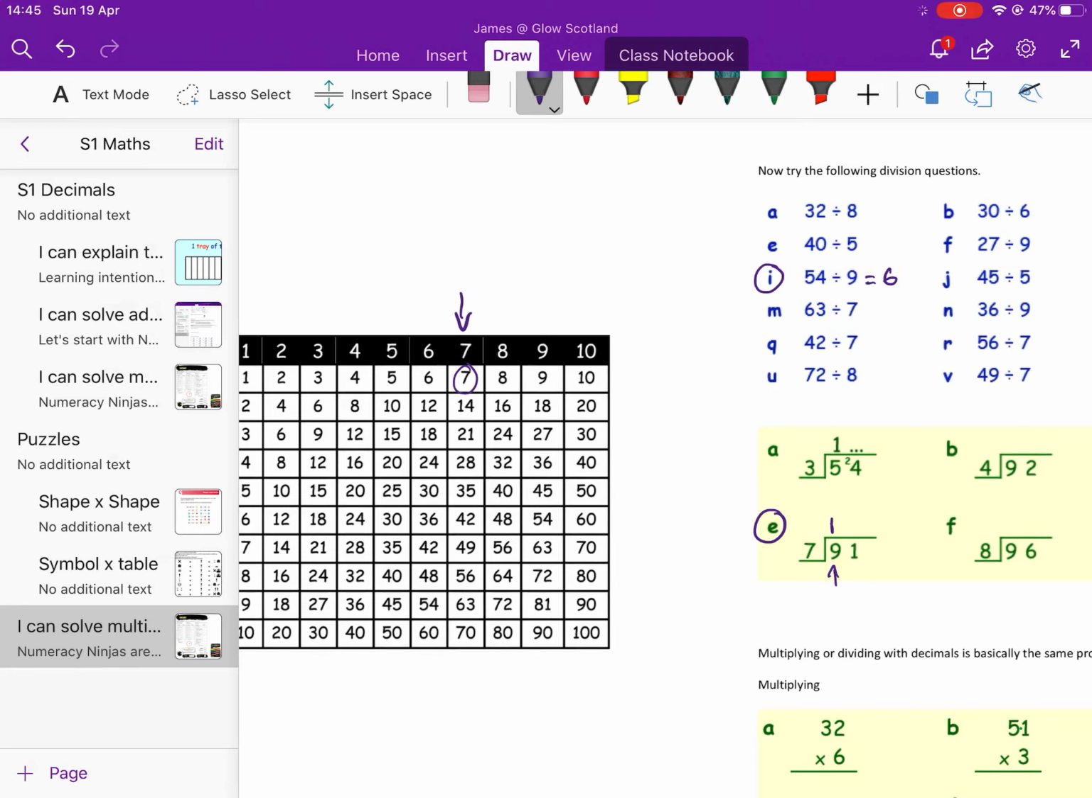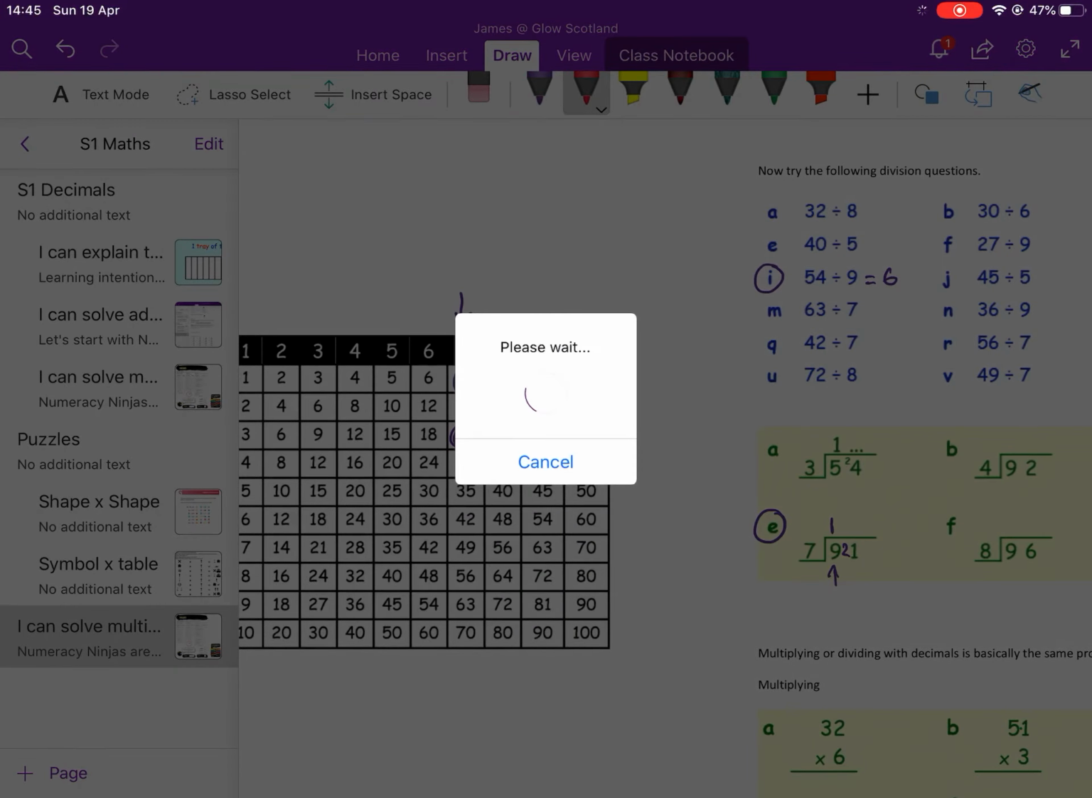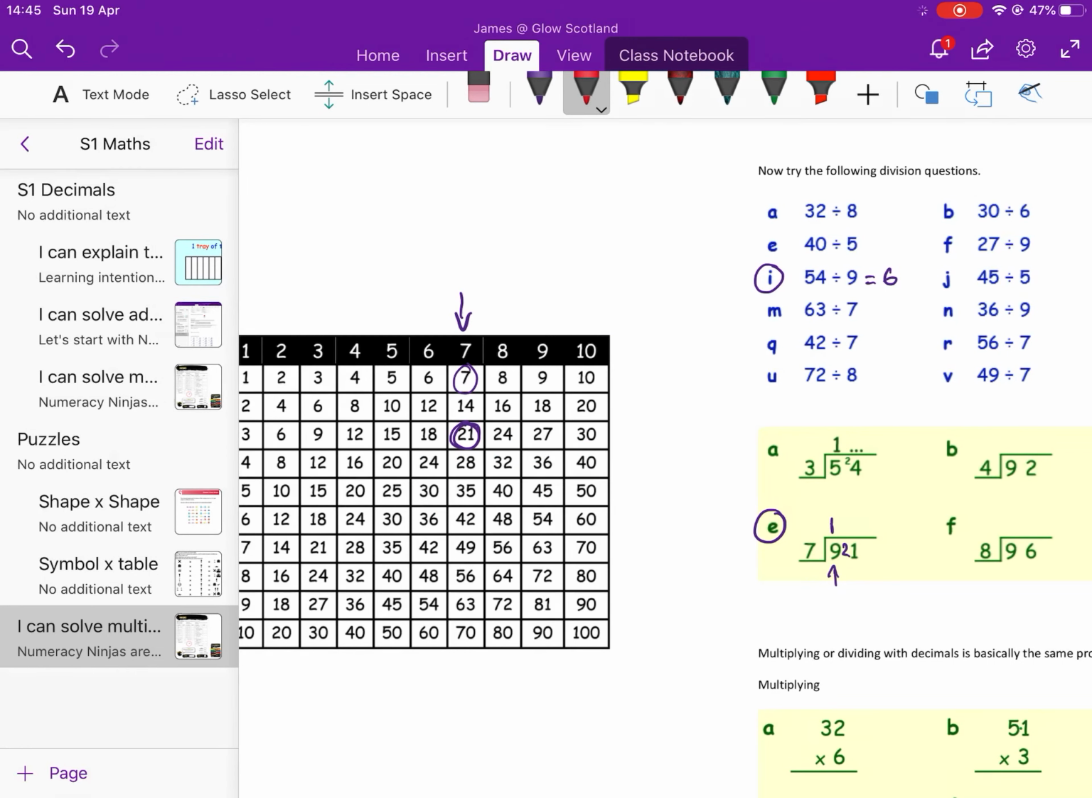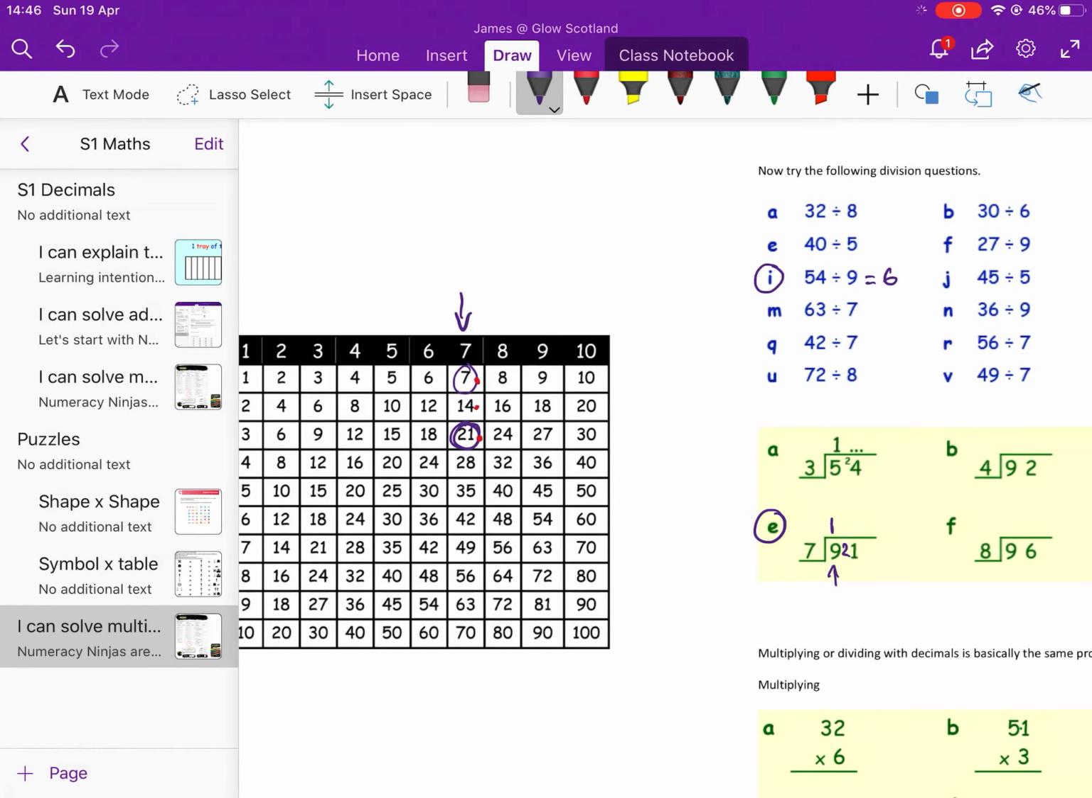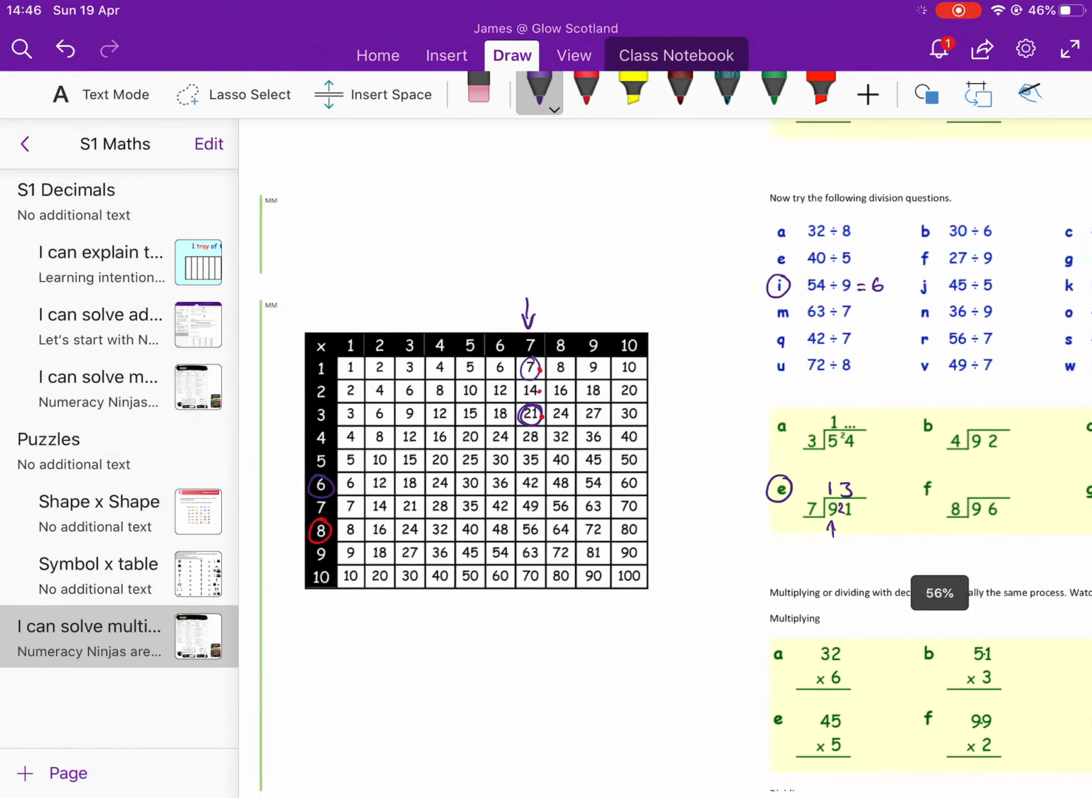If I've used up 7 and I started with 9, I've got a remainder of 2. So now look for 21 in my 7 times table. Well, that's here. And that goes in 3 times, because I've got 1, 2, 3. So that means in my actual answer, I can pop that across here, and that should give us the answer of 13.